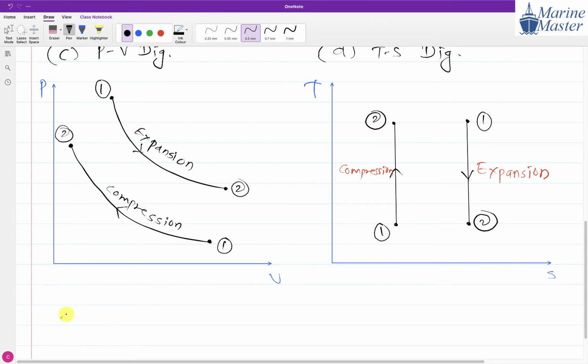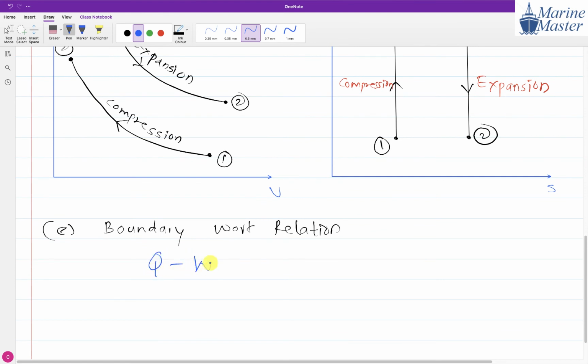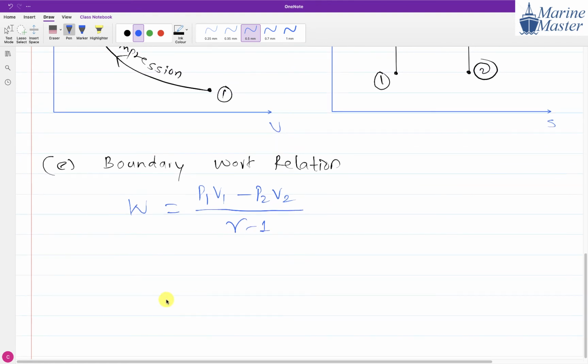So what will be our E point? Boundary work relation. And what will be the boundary work relation? Q minus W is equal to delta U. Okay, no, it is not a boundary work relation. It is a first law relation. Here the boundary work relation is W equals P1 V1 minus P2 V2 divided by gamma minus 1. This is one relation of the work done. And then the next relation is what?